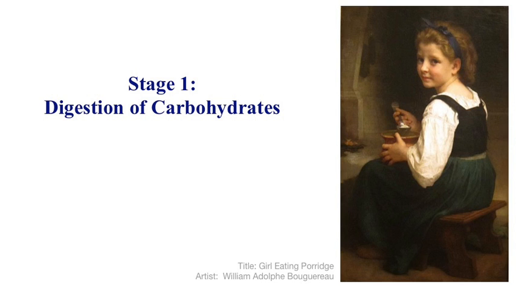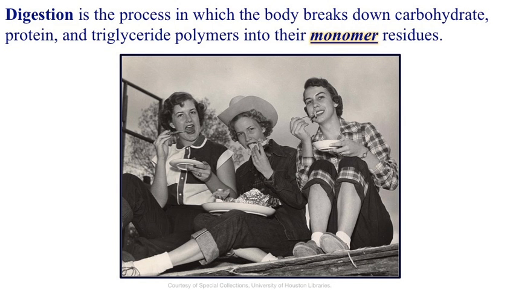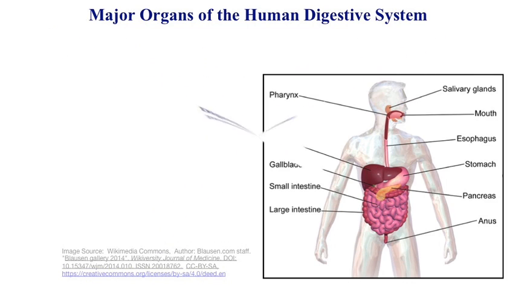Stage 1. The digestion of carbohydrates. Digestion is the process in which the body breaks down carbohydrate, protein, and triglyceride polymers into their monomer residues. For example, carbohydrate polymers are converted to monosaccharides. Digestion occurs in the digestive system.